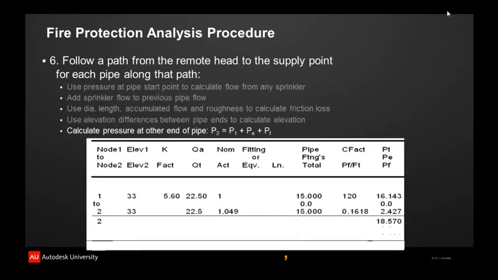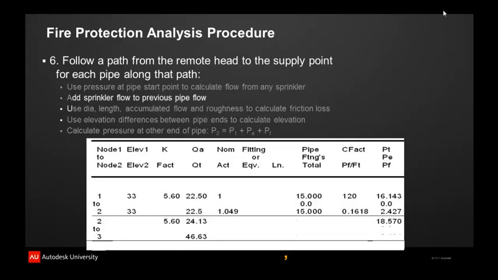So that was step 6, and we just repeat step 6 for the next pipe, because we're going to do it for every pipe in that path. So the pipe from 2 to 3 starts out with the results that we got from pipe 1 to 2. So we add the sprinkler flow to the previous pipe. So the flow at this reference point 2 was 24.13.